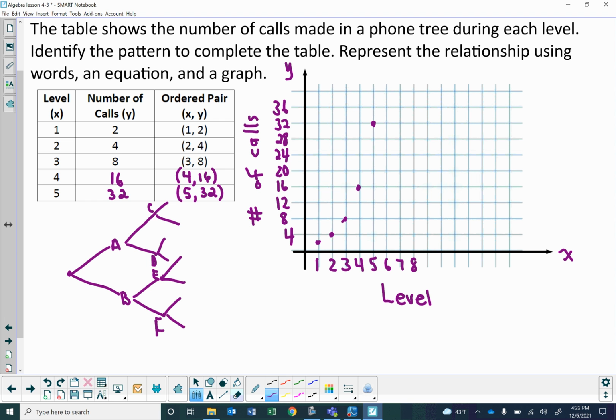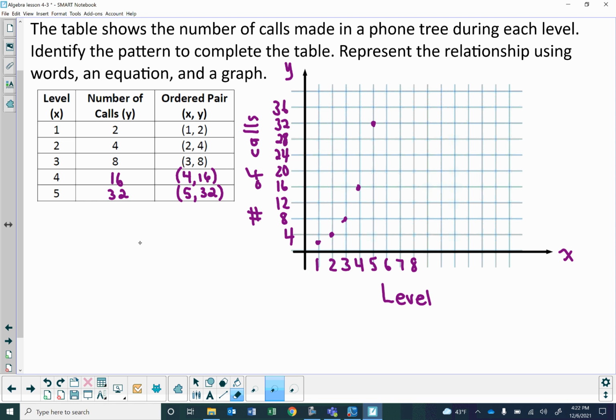Okay, I'm going to erase my phone tree for a second because I need this workspace here. So we've graphed it. We need words and an equation. Okay. So I need to figure out what the pattern is here. What is the pattern between this number and this number? Because if I'm looking at 1 to 2, you're like, oh, well, 1 times 2 is 2, 2 times 2 is 4, but 3 times 2 is 6, so that doesn't work. 4 times 2 is not 16. I need to figure out how do I get from 4 to 16, how do I get from 3 to 8, how do I get from 2 to 4, how do I get from 1 to 2?